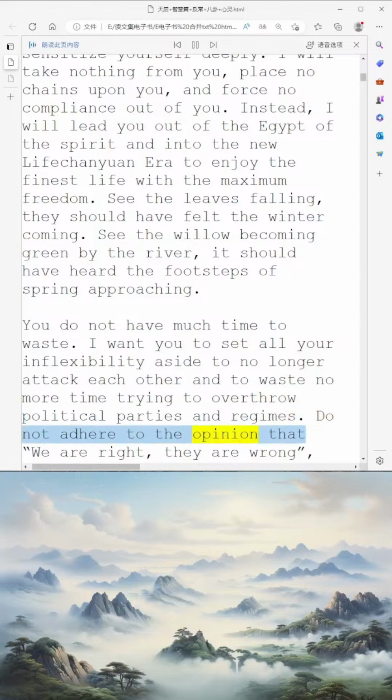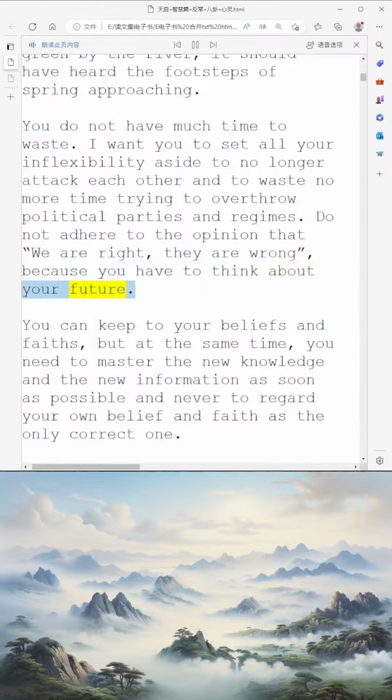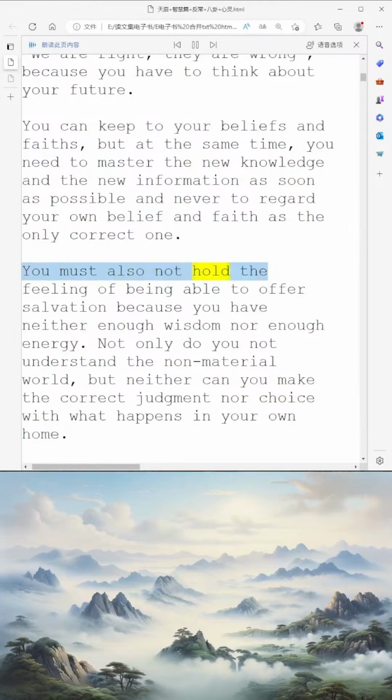Do not adhere to the opinion that we are right, they are wrong, because you have to think about your future. You can keep to your beliefs and faiths, but at the same time, you need to master the new knowledge and the new information as soon as possible and never regard your own belief and faith as the only correct one. You must also not hold the feeling of being able to offer salvation because you have neither enough wisdom nor enough energy. Not only do you not understand the non-material world, but neither can you make the correct judgment nor choice with what happens in your own home.